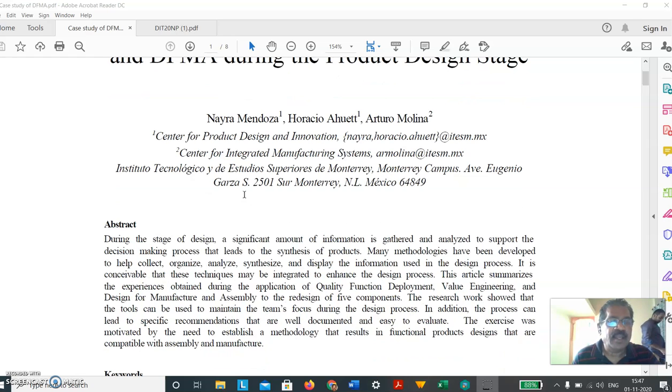study. During the design stage, a significant amount of information is gathered and analyzed to support the decision making process. DFMA is one way where we can try and bring down the cost. Many methodologies have been deployed to collect, organize, analyze, synthesize, and display the information in the design process. This case study is basically on quality function deployment, value engineering, and the design for manufacture and assembly, and how they are all interconnected. This is what we are going to see for a few case studies.